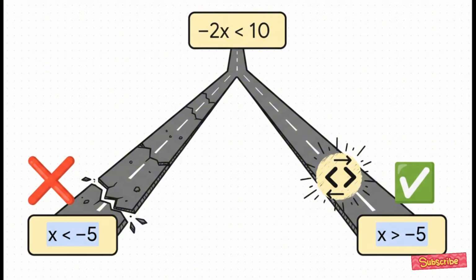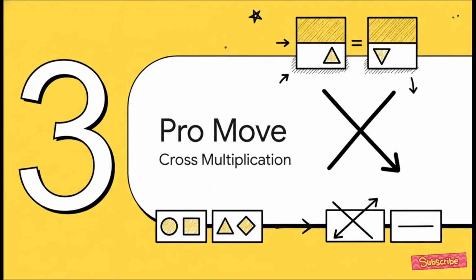X is greater than negative 5. All right, you feeling confident? Ready for a pro move? This next technique is like a secret weapon, especially for those annoying equations that have fractions on both sides of the equal sign. I mean, look at this thing.